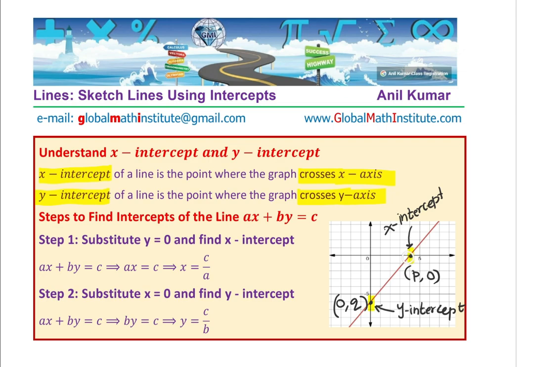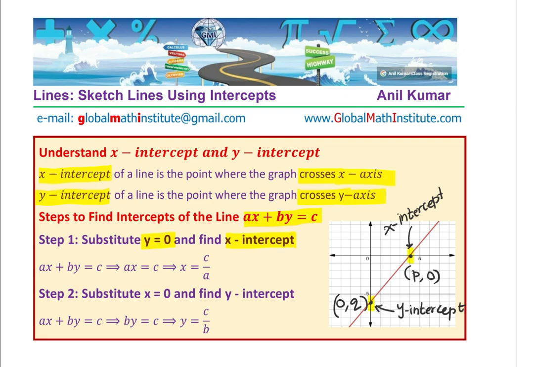Now, the observation here is that at the x-intercept, the y value is 0. So, let us also figure out the steps to find the intercepts of a line when the line is given to us in this form, ax plus by equals c. To find the x-intercept, what should you do? You place y equals 0. So substitute y equals 0 and find the x-intercept. That is our step 1.